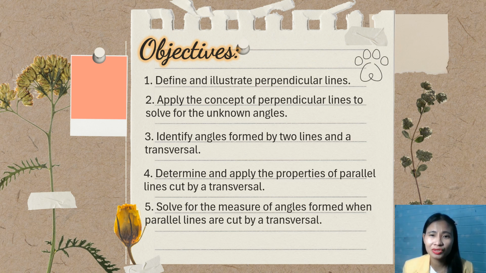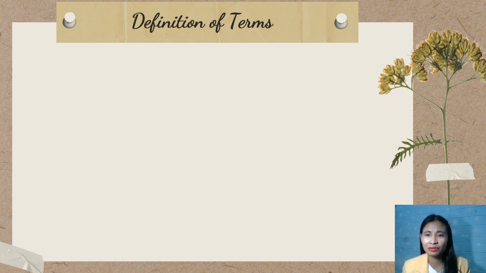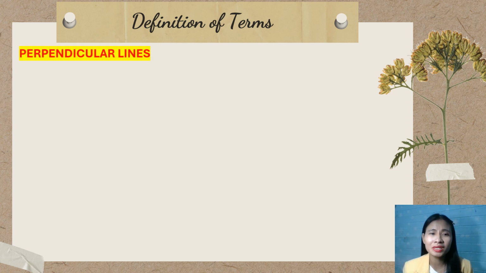We will define and illustrate perpendicular lines and parallel lines, of course. Apply the concept of perpendicular lines to solve for the unknown angles. Identify angles formed by two lines and a transversal. Determine and apply the properties of parallel lines cut by a transversal, and solve for the measure of the angles formed when parallel lines are cut by a transversal. At the end of the discussion, I expect that you will be able to answer questions related to those topics.